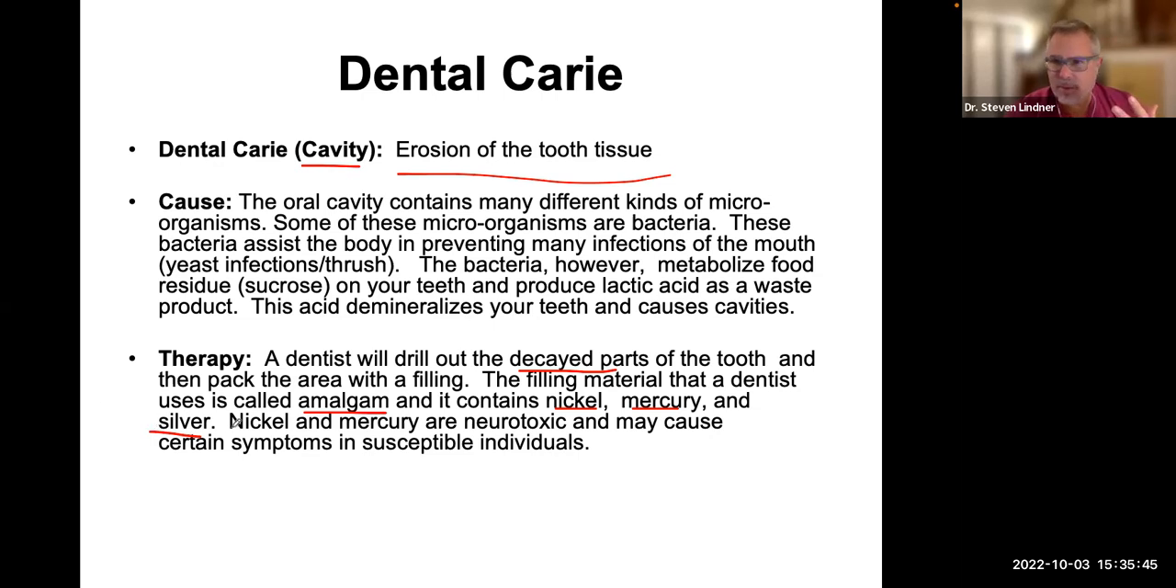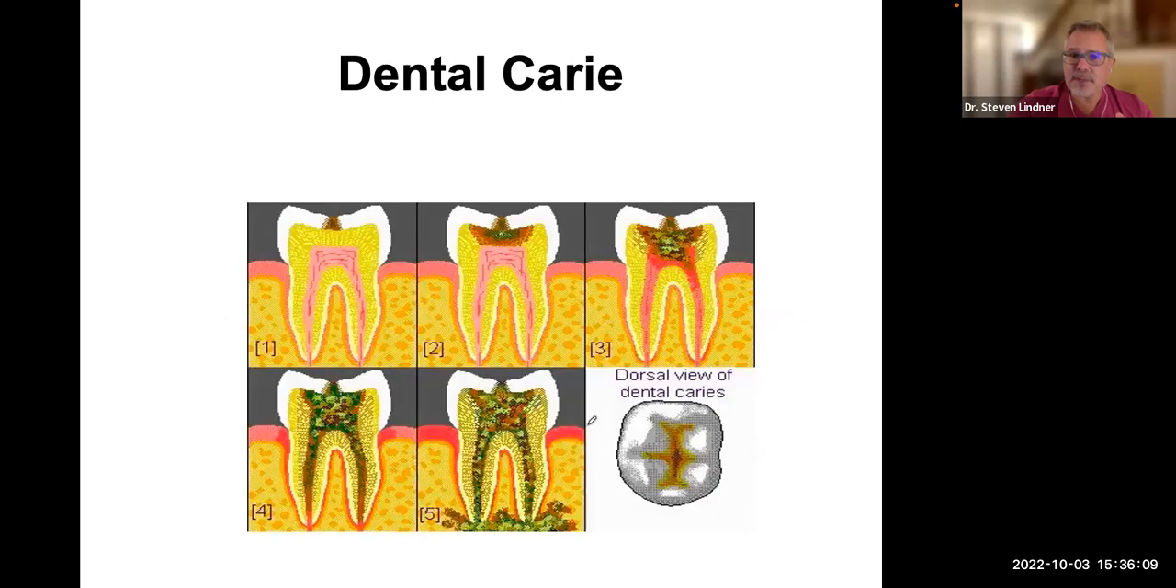So people with neurological diseases, whether it's MS or Parkinson's or Alzheimer's, should really remove any type of metallic influence from the body, whether it's in their mouth, whether it's the aluminum that comes in deodorant. They have to be very, very careful with it. Nickel and mercury are neurotoxic. It can cause certain symptoms in susceptible people.